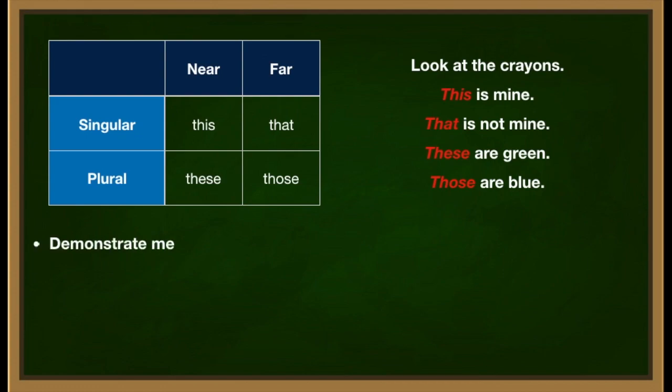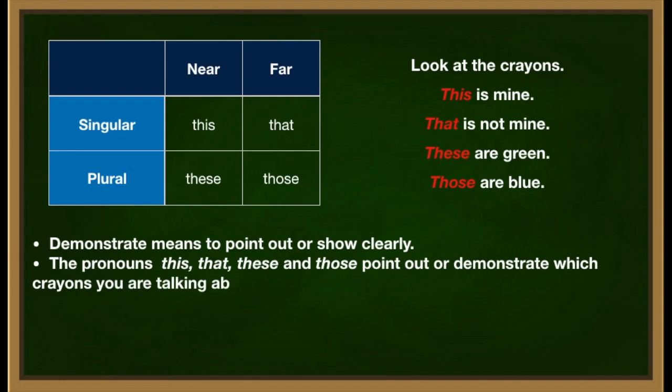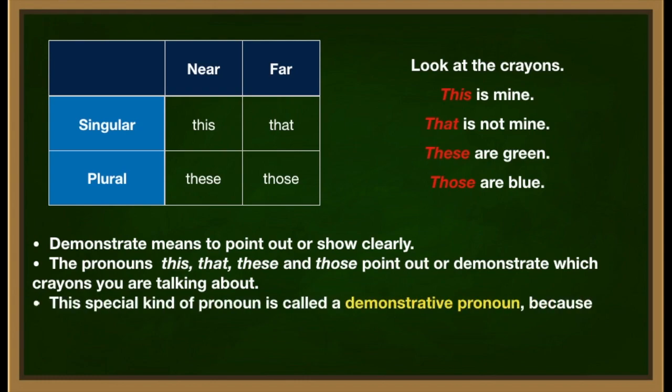In these sentences, this, that, these, and those are pronouns that take the place of the noun crayon or crayons. Do you know what the word demonstrate means? It means to point out or to show clearly. The pronouns this, that, these, and those point out or demonstrate which crayons you are talking about.